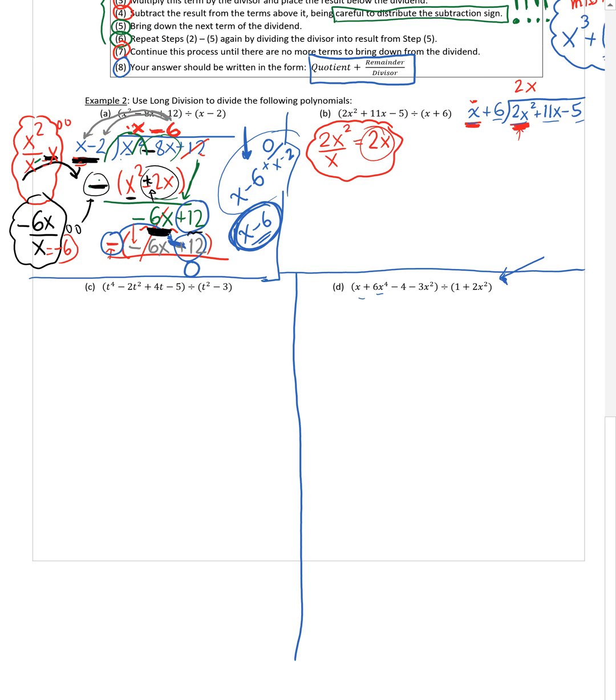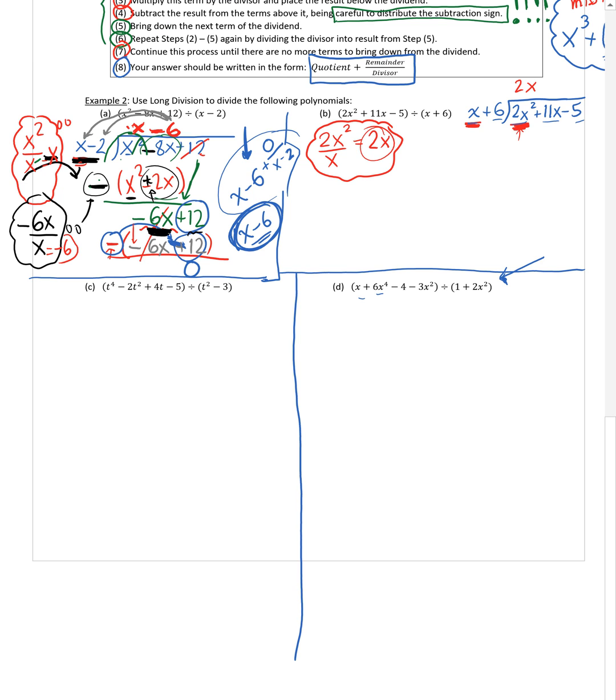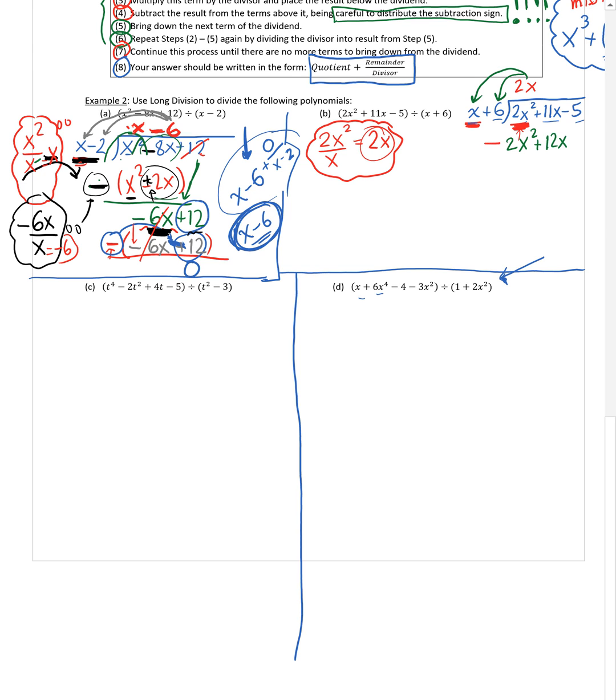Alright, now that I've found at least that portion of the quotient, I'm going to take that 2x I found and multiply it by every term in the divisor. There are 2 terms in the divisor, so I have to multiply twice. First the 2x times the x, that'll make 2x squared, and then the 2x times the 6, that'll make 12x. Alright, we're doing good. Now the next step is to subtract, but I've got to be careful and I cannot forget my parentheses.